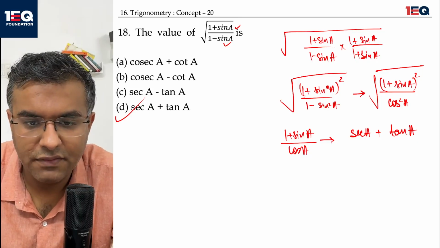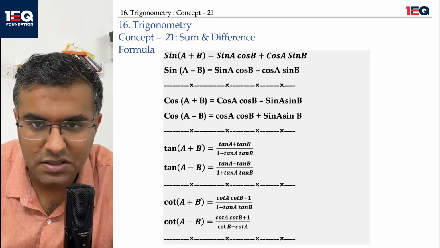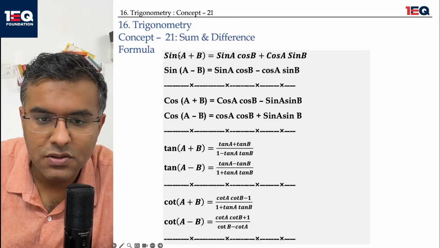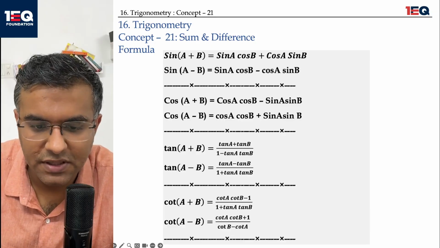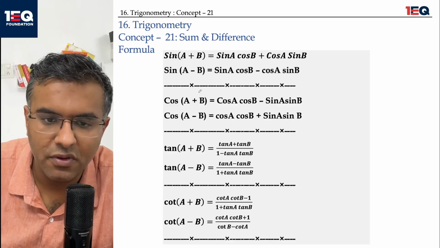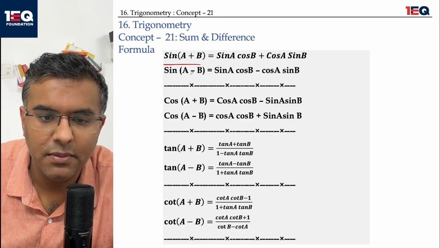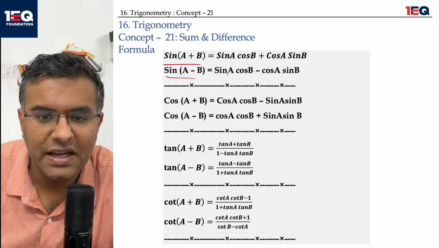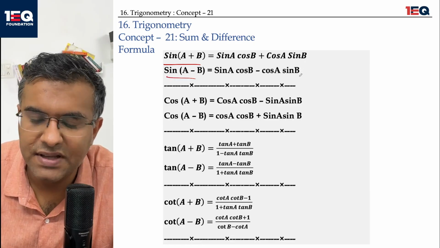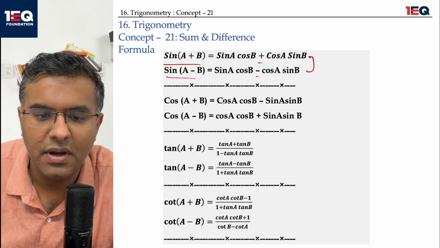So yes, after solving multiple questions here, now we'll be moving to the advanced parts of trigonometry. These are called the sum and difference formulas. I'll just read them out for you so that you can remember a few of them. Sine a plus b is sine a cos b plus cos a sine b. Sine a minus b is sine a cos b minus cos a sine b. Both of them are the same. The only difference is the plus and the minus sign.